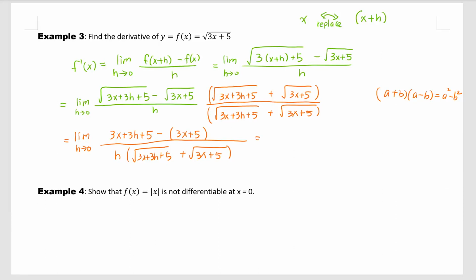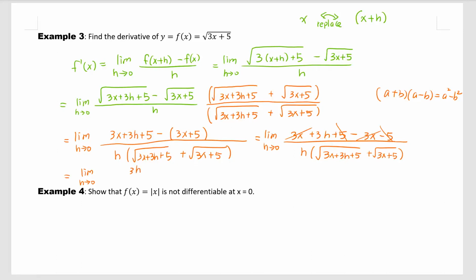Alright, so now what can we do? Well, we can continue and distribute. It becomes minus 3x minus 5, and then this guy. Now can you see we can cancel a lot of things? We can cancel the 3x, we can cancel the 5. And what's left on the top is only 3h. If you made a mistake, you will realize you're not able to cancel the 5. You should always get an h in the numerator after you cancel everything, because that's the bad guy making the numerator and denominator 0. So you should always have the h.